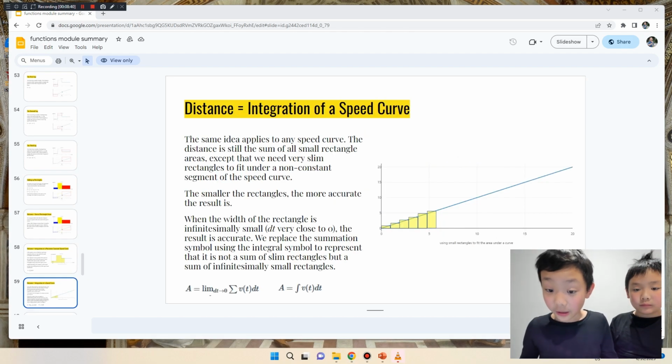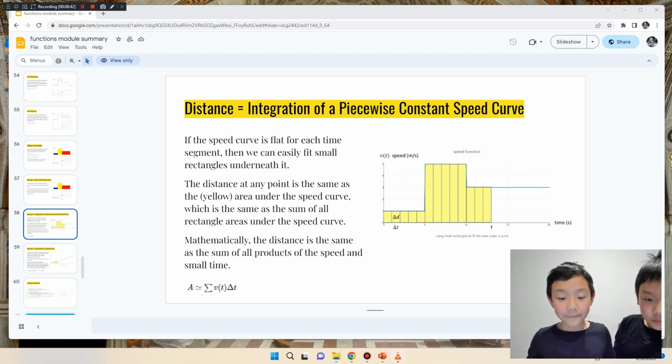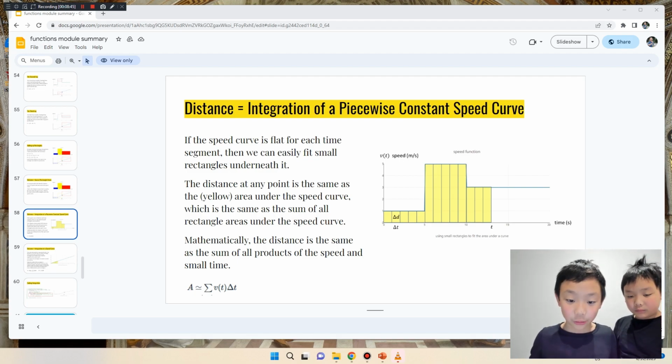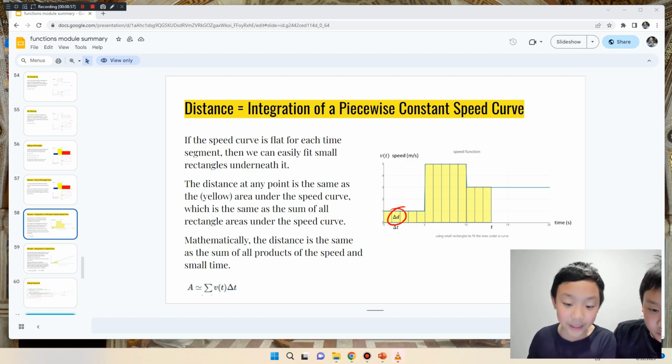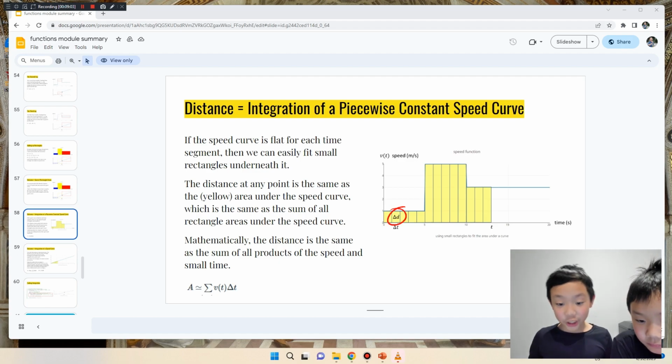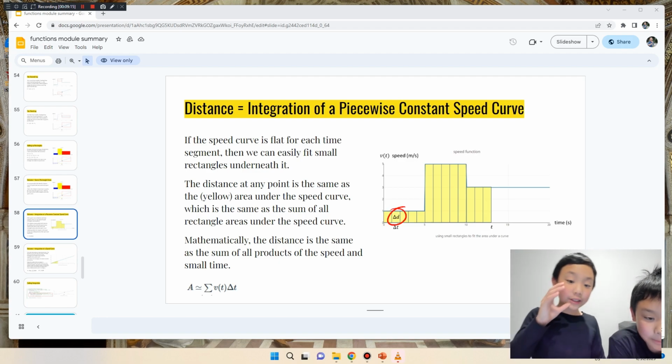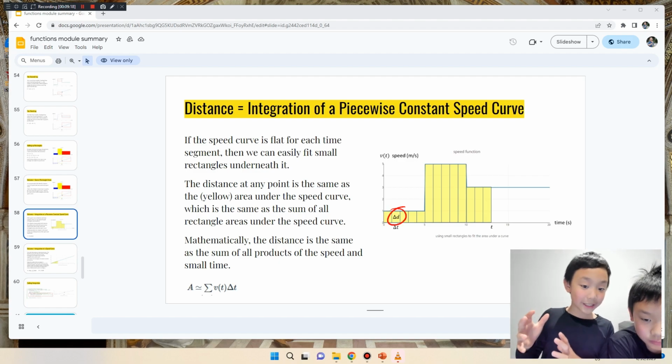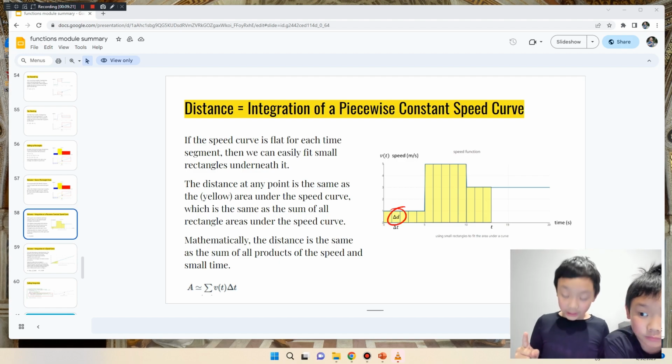Now, as you can see here, this speed graph is broken into many different rectangles. Each one of these rectangles is V times delta T. Delta T just means the change in time. So from 0 to 1, the change in time is 1. And the velocity here is 1 as well. So the velocity 1 times the change in time, 1, is 1. 1 times 1 is the area of this rectangle, which is 1. And the area of the rectangle is equal to the distance. So the distance at time 1 is 1.